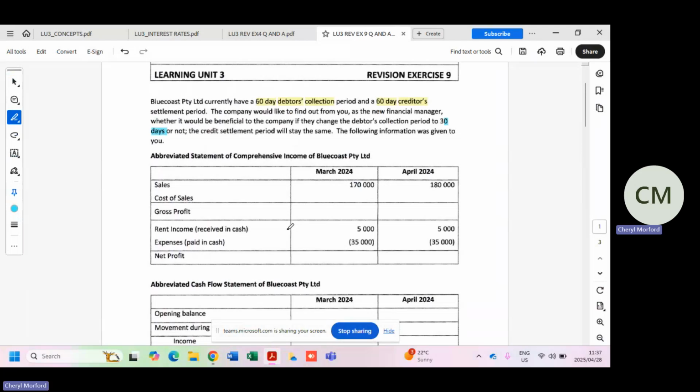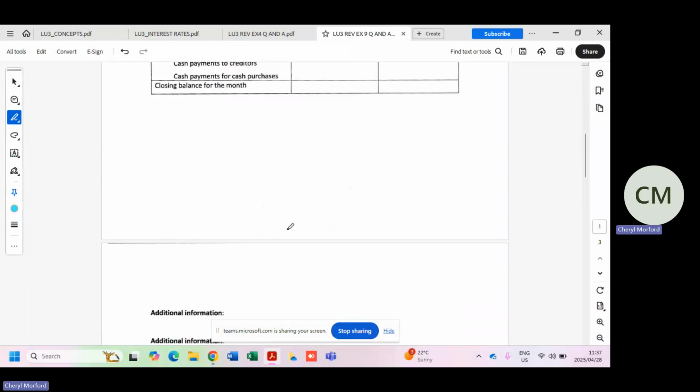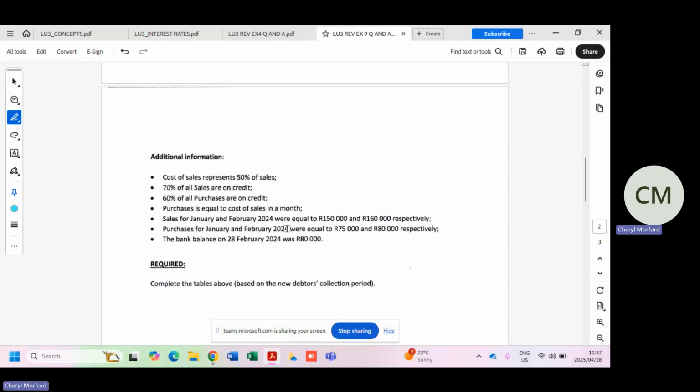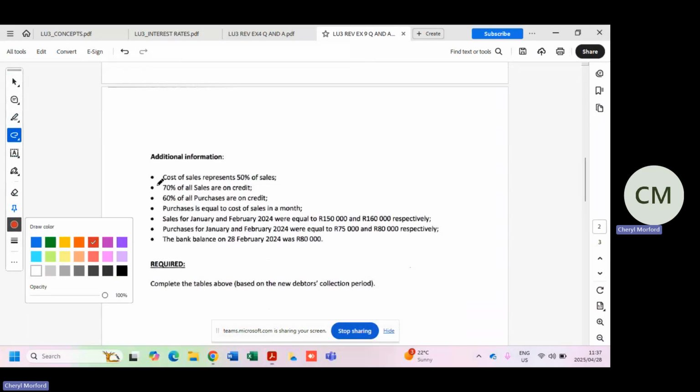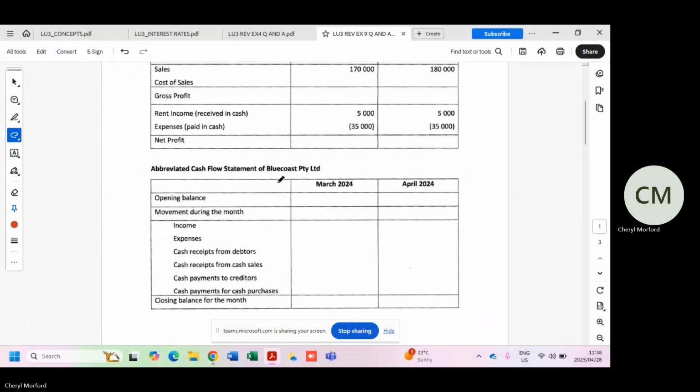Right. So let's investigate the additional information that we've got here. All very important. The first thing that we need to complete is the cost of sales number. As you can see here, point number 1 is where the relevant information is. It says cost of sales is a percentage of sales. In fact, 50% of sales. So let's go ahead and do that.